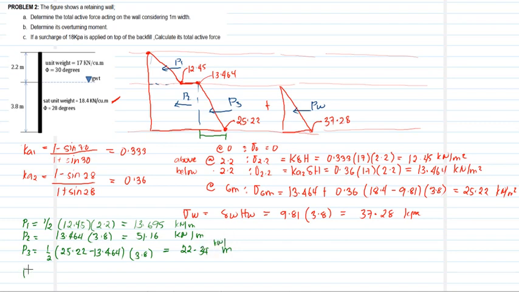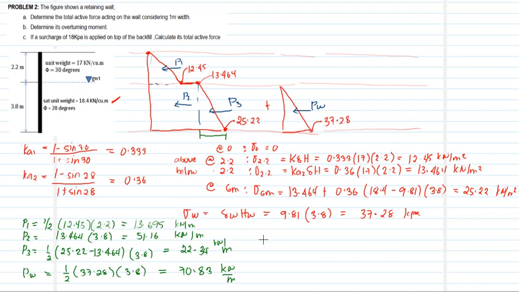And then for our pressure due to our water, this is triangle, so that is 1/2. Yung pressure natin, 37.28 multiplied by the height, which is 3.8. So, ang value natin dito is equal to 70.83 kilonewton per meter. So, yan yung magiging values natin for our P, yung forces natin.